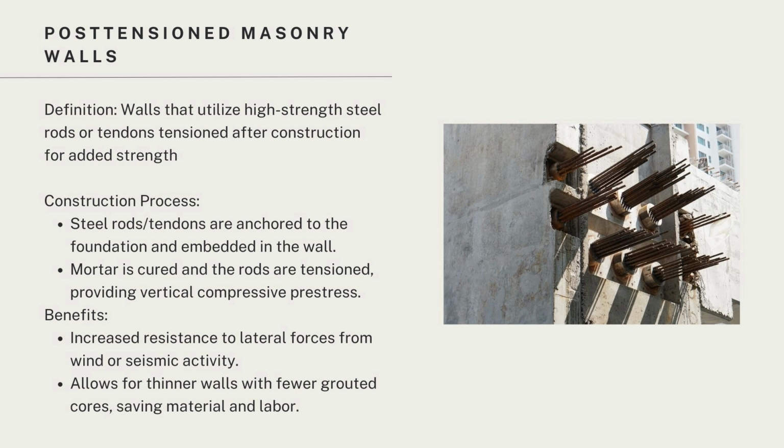Next up is post tension masonry walls. So, the definition of this is walls that utilize high strength steel, rods, or tendons tensioned after construction for added strength. To construct these, steel rods or tendons are anchored to the foundation and embedded in the wall. Mortar is cured and the rods are tensioned, providing vertical compressive pre-stress. The benefits of using this is increased resistance to lateral forces from wind or seismic activity. These allow for thinner walls with fewer grouted cores, saving material and labor.